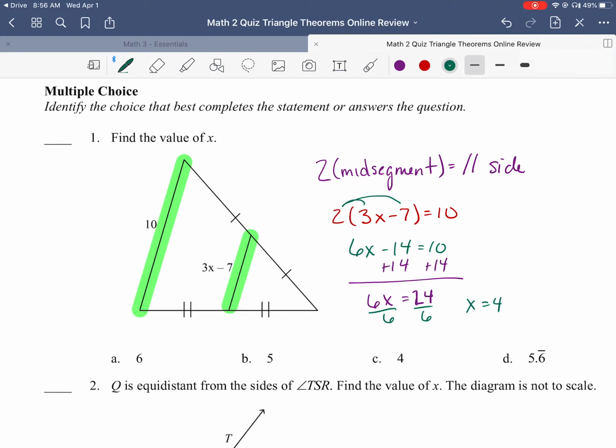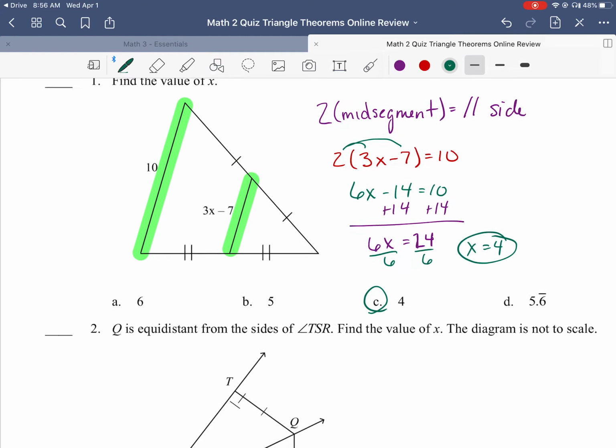X equals 4. Okay, remember if you are not comfortable with your operations, you can use the calculator on your computer, or you can use Desmos. Remember, Desmos will do calculations for you.